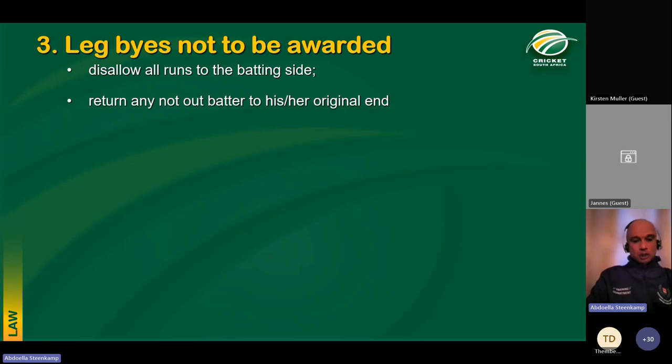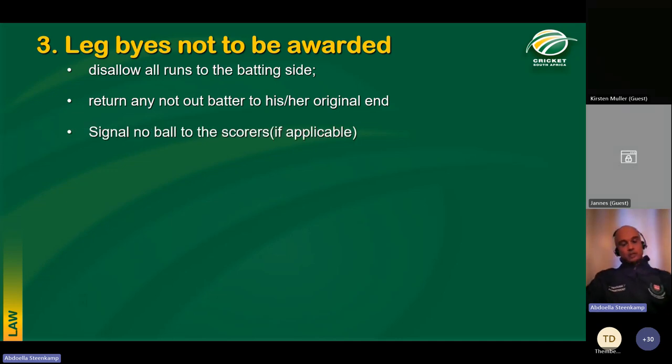You return any not out batter to his or her original end. So if they completed a single, you'll call and signal dead ball upon completion of the first run. You then send the batters back to their original ends. You send the striker back to the striker's end, and you ask the non-striker to come back to the non-striker's end for the next delivery.